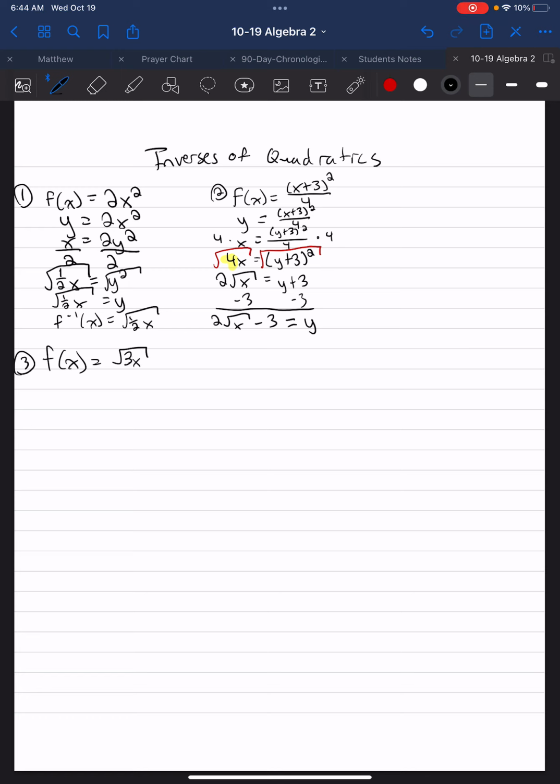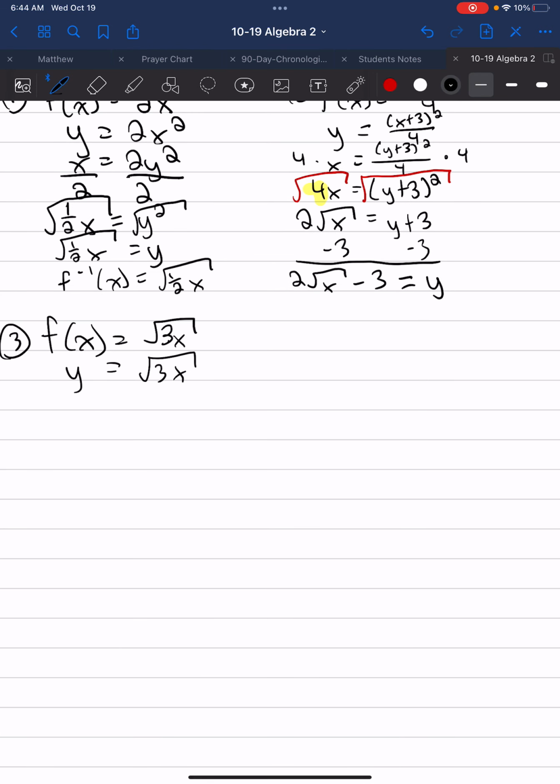Okay, so let's solve it. So y equals square root of 3x. Switch them. Now, here's the thing though. In this case, I've got the square root already, right? It's kind of like multiply and divide. Like one of them undoes the other. So, like right here, for example, what I did is I had to take the square root to undo squared. But now to undo the square root, it's just opposite. I square both sides.